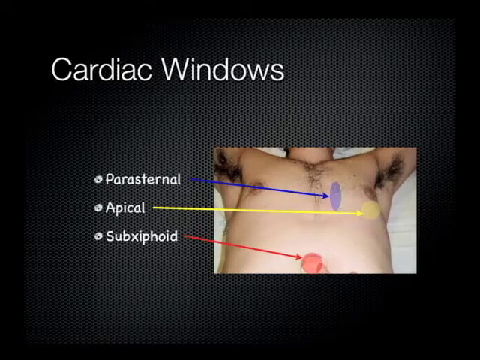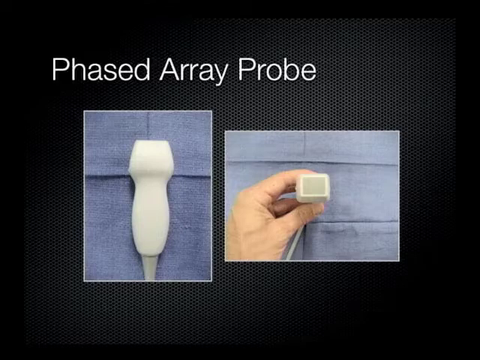With the exception of the subcostal view, the ideal patient positioning is in a left lateral decubitus position with the head of the bed elevated to about 20 to 30 degrees. You want to use the phased array probe. It has frequencies ranging from 2 to 5 megahertz. Its compact shape enables it to easily fit into the intercostal spaces.